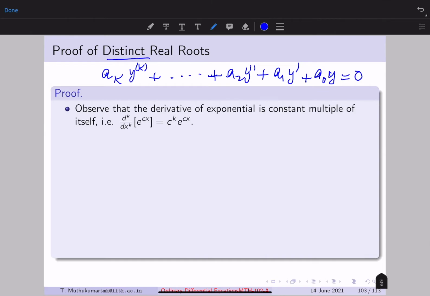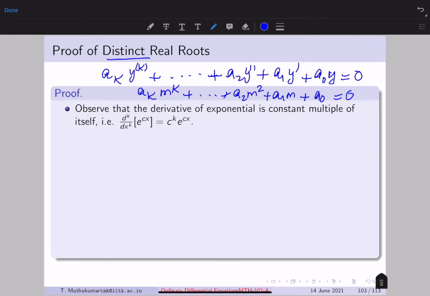So you have, this is the kth order constant coefficient linear ODE. It is the kind of ODE that you are given. And what did we say is the corresponding algebraic equation? The corresponding algebraic equation is a_k m^k plus and so on, a_2 m^2 plus a_1 m plus a_0 equal to 0. Okay, now, let's look at this case.